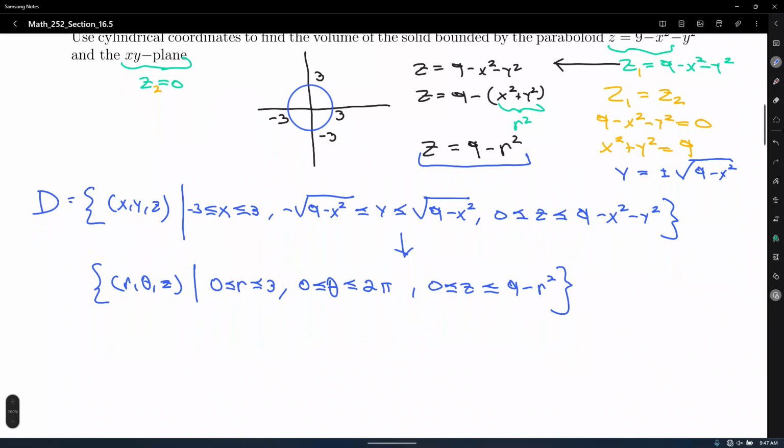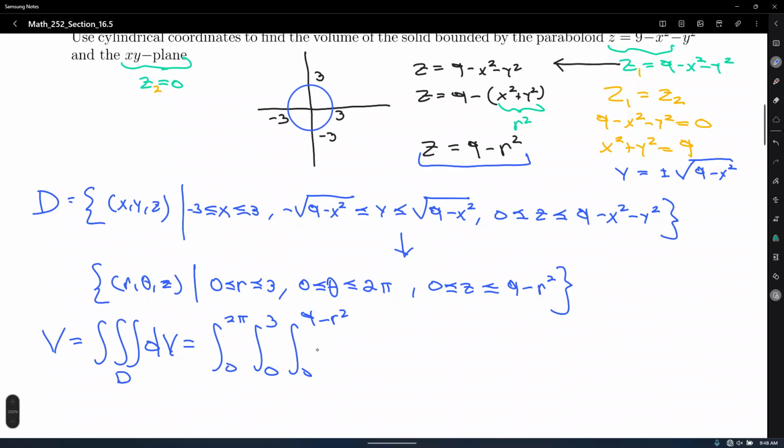So, okay, volume. To begin with, volume is the triple integral over the region D, dV, equals the integral from 0 to 2 pi, the integral from 0 to 3, and then from 0 to 9 minus r squared. This dV will become r dz dr d theta. Let me explain the limits of integration and their differentials.